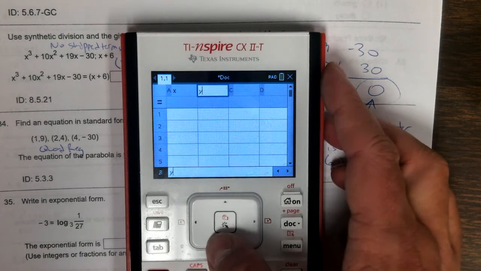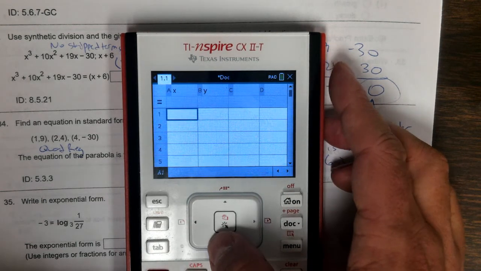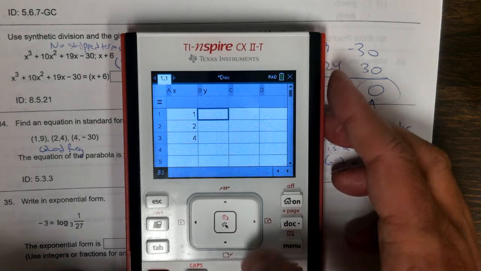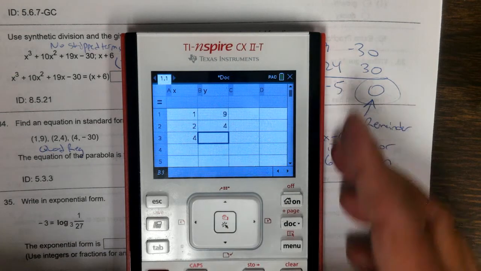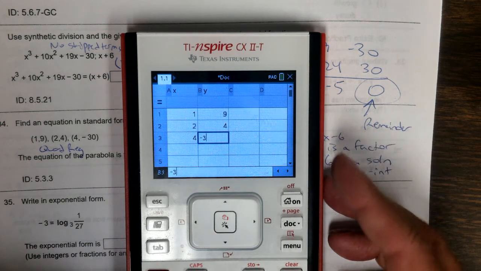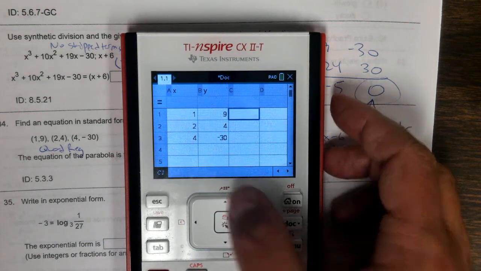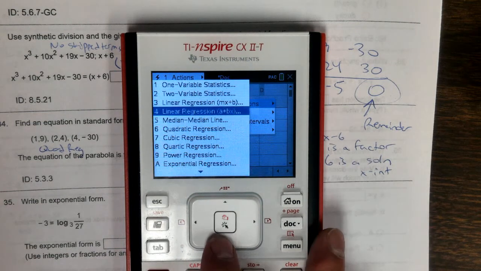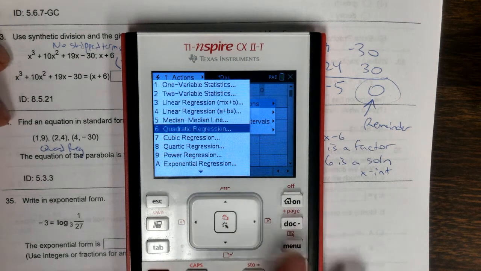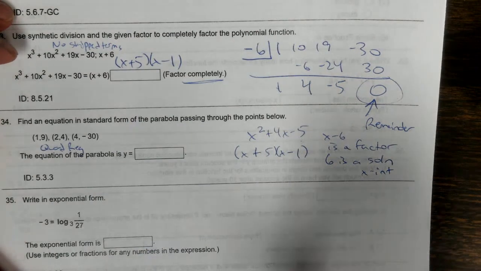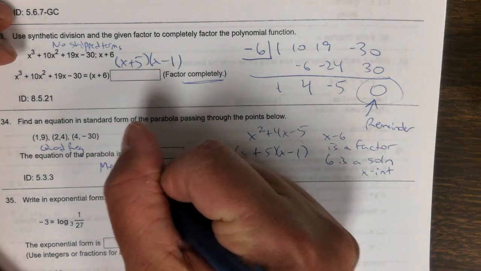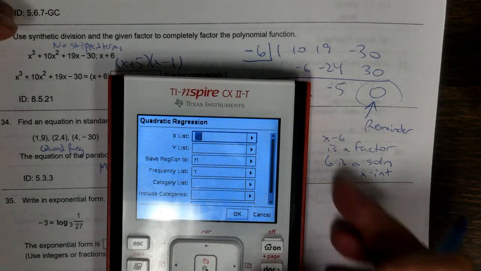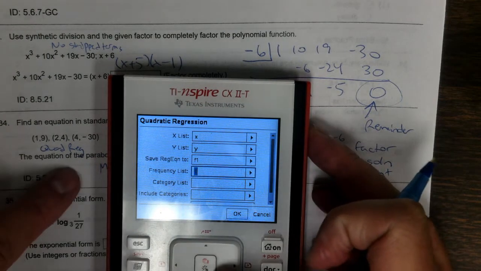X, Y, 1, 2, 4, 9, 4, negative 30. So menu 4, 1, quadratic regression is 6, so this is menu 4, 1, 6. And put x here, y here.